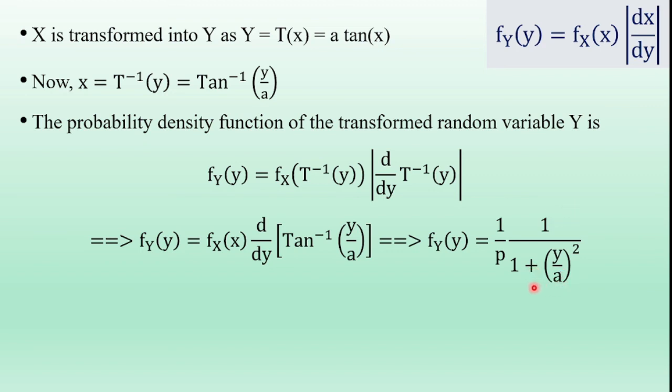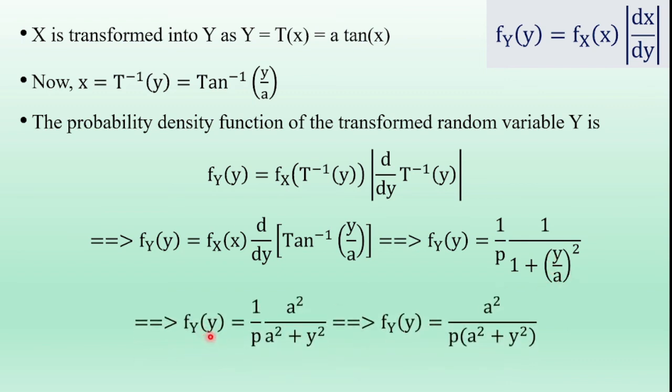square. Here take the LCM, the LCM is a square. Therefore f_Y(y) is equal to 1 by π times a square by (a square plus y square), which is equal to a square by π(a square plus y square). This is the probability density function of the transformed random variable Y.